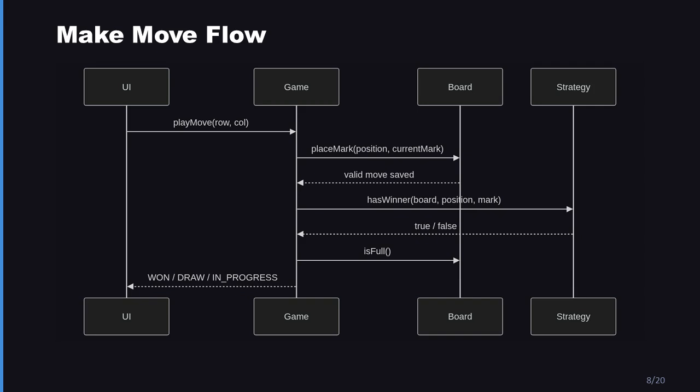The move flow should be easy to say out loud. UI sends a row and column to game. Game asks board to place the current mark. Board validates the move and saves it. Then game asks the winning strategy whether this move won. If not, game checks draw. If the game is still in progress, it switches the current player. Notice that UI never manipulates cells directly.